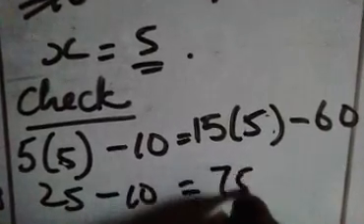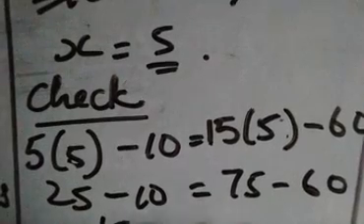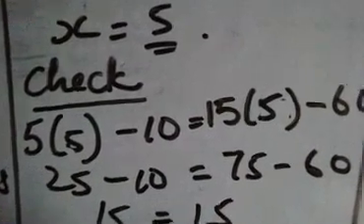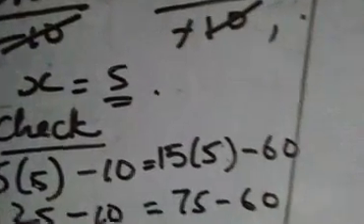5 times 15 is 75 minus 60. This minus this will give us 15 equals to this minus this is 15. You can see that our equation is balanced now. Okay.